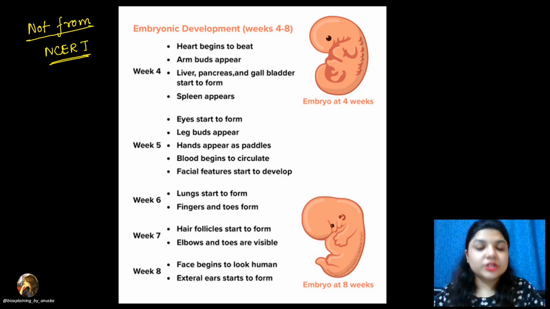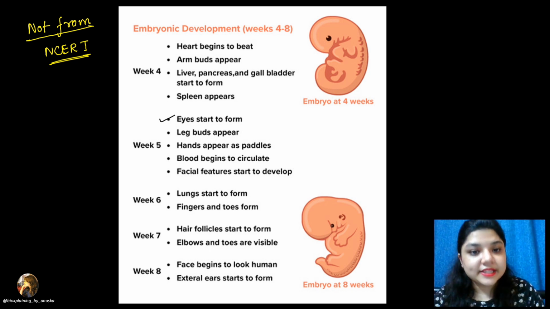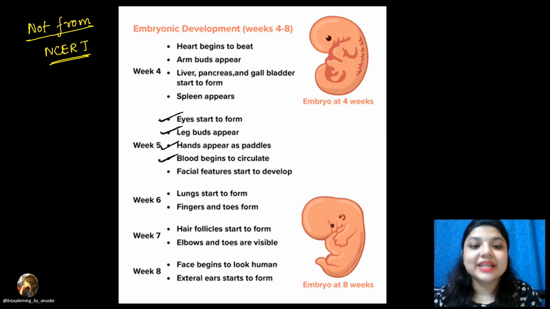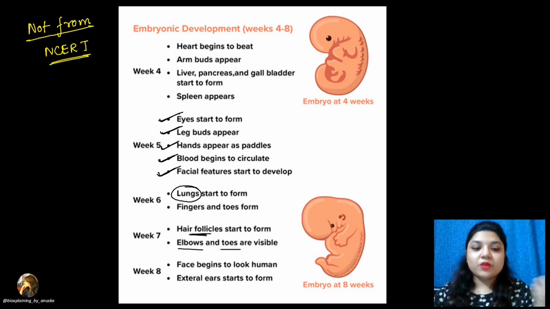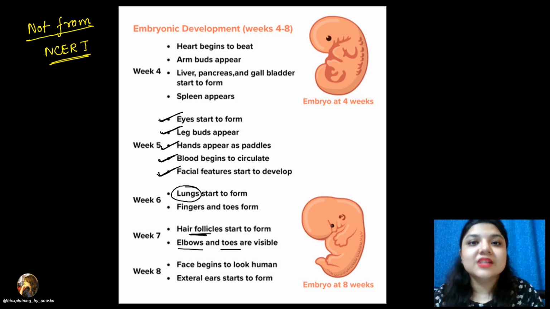So just for knowledge, let's know that in week 4, the heart begins to beat, the arm buds appear and organs like your liver, pancreas, gallbladder start forming and the spleen also appears. Next in week 5, the eyes start to form, leg buds appear, hands appear as paddles, blood begins to circulate, facial features start to develop. 6th week, lungs start to form and digits, that is fingers and toes, will form. And in week 7, the hair follicles start to form while your elbows and toes are visible. While in week 8, the face begins to resemble a human and the external ears start to form.